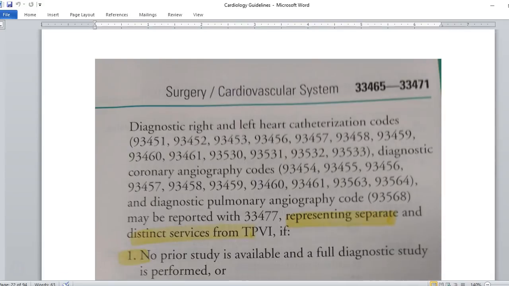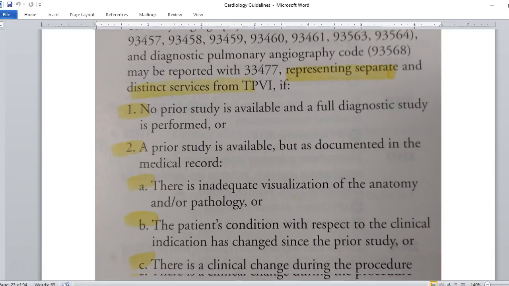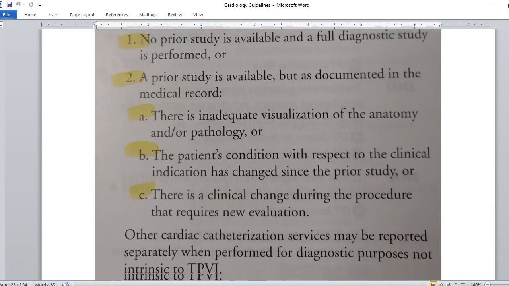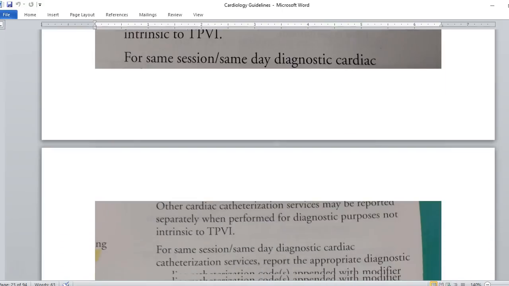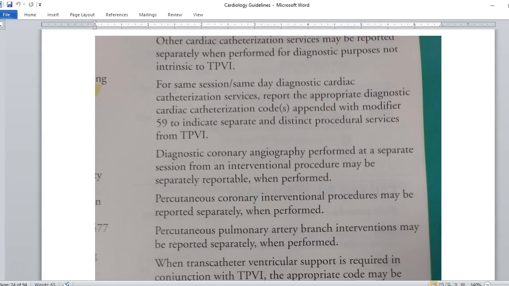However, we can do a catheterization code if there's never been a prior study, or if there's been a prior study, but again, we can't visualize the anatomy, the condition has changed, or it changed during the procedure. And again, just like all of these other valves, we can start with mitral valve. You can look at mitral valve, what are we doing to it? Pulmonary valve, what are we doing to it? And again, it reminds us if we can code for the cardiac catheterization, we still use modifier 59. So again, we have to be careful.